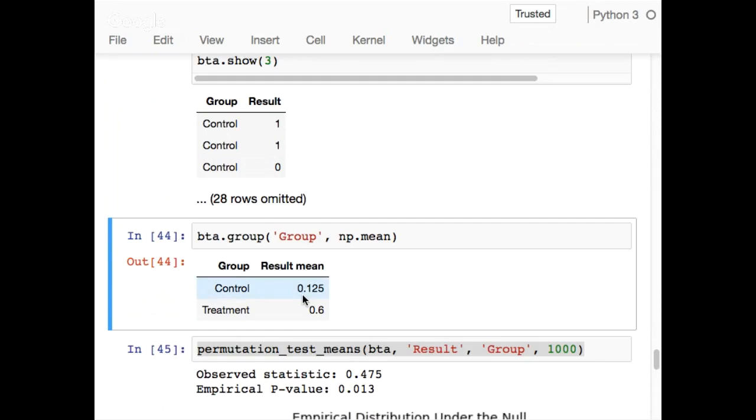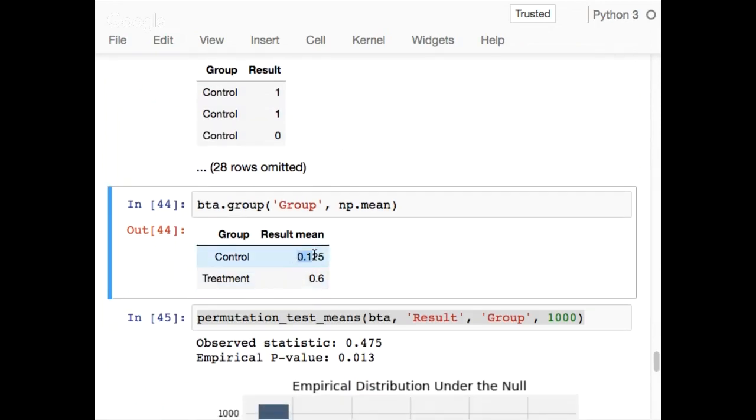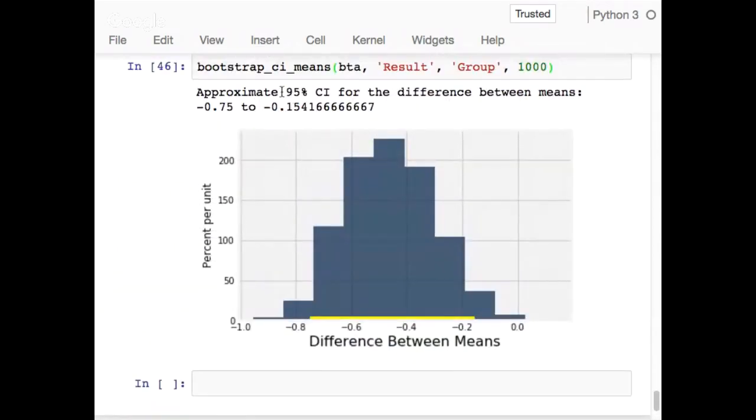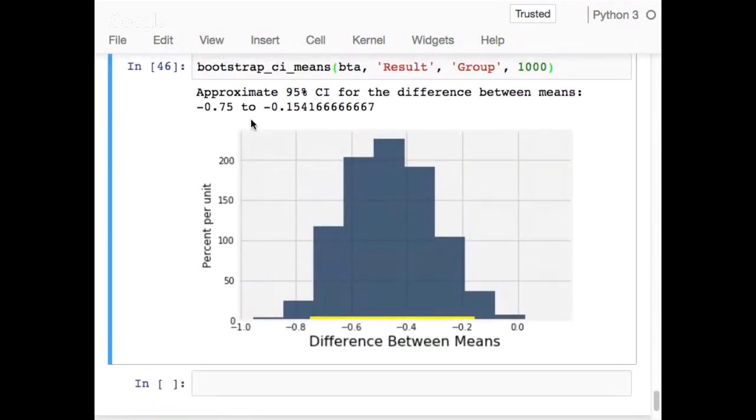Because if I have 100 people and 60 people said they felt better, so 60 of these are 1s, and I have 40 more 0s, if I take the average of those 1s and 0s, I get the proportion of people who felt better. So what I have here is 12% of people felt better, and 60% of people felt better for the treatment. So this difference between means is actually a difference between proportions of people who felt better.